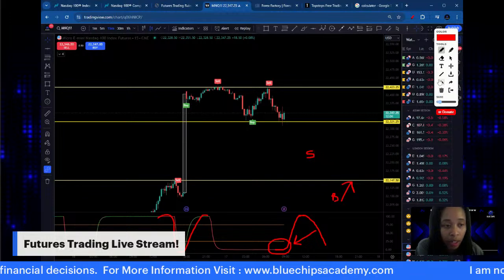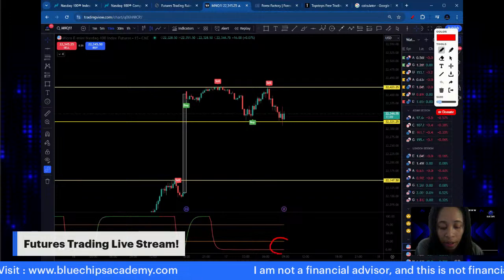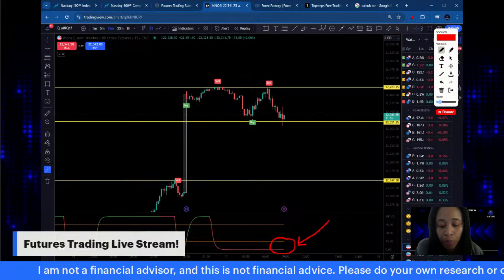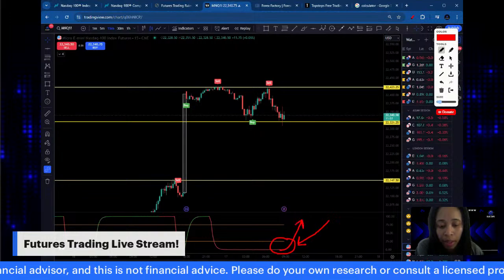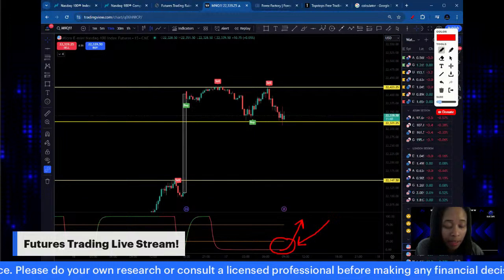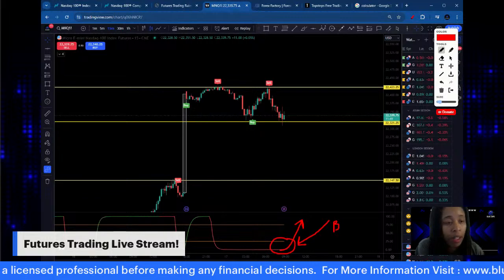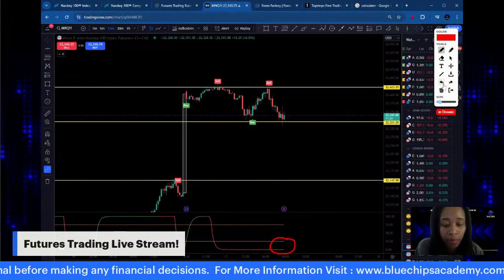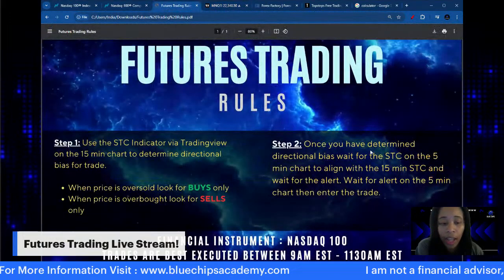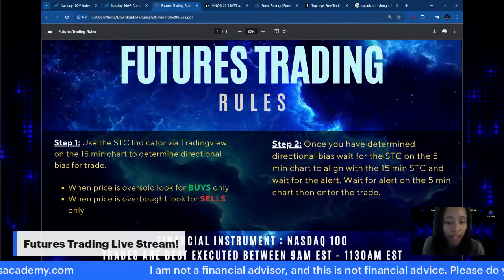Based on where price is on the STC right here, we're oversold. We're looking for price to go up. So our directional bias for today is buys. My directional bias today is for buys. That's the first step. The second step is this: once you have determined your directional bias, which is what we just did, we're looking for buys for today.